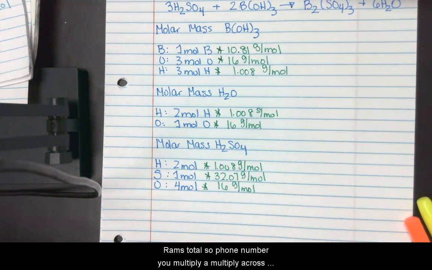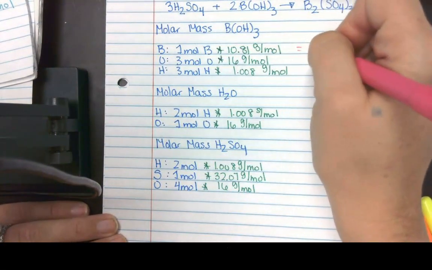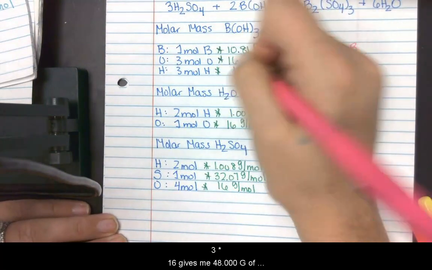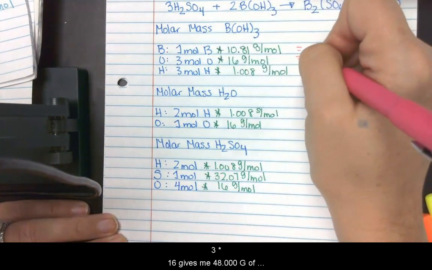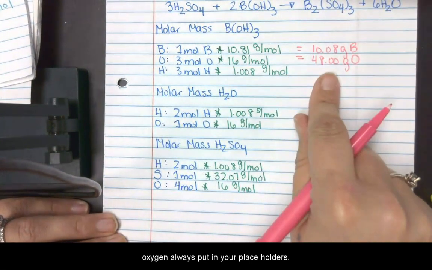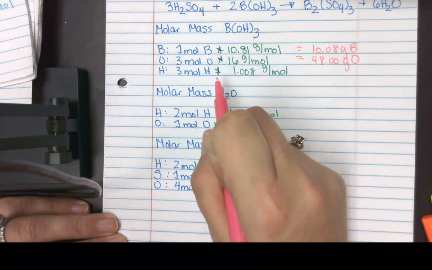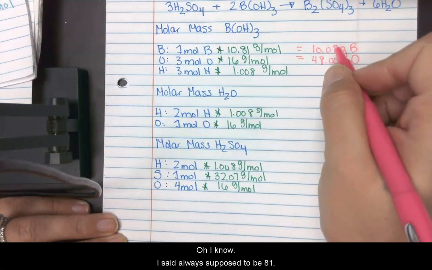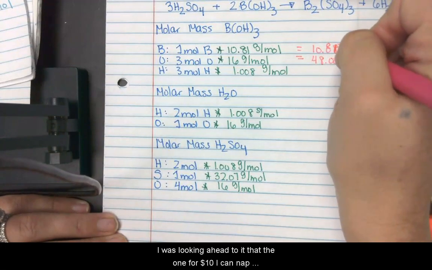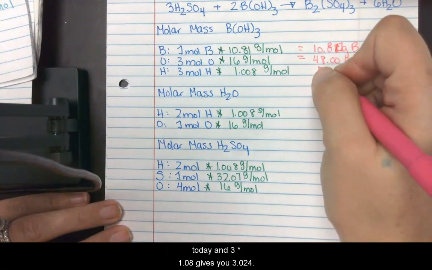So remember, you multiply across. So 1 times 10.81 gives me 10.81 grams of boron. 3 times 16 gives me 48.00 grams of oxygen. Always put in your placeholders. And 3 times 1. Oh, I know I said, oh wait, it's supposed to be 81. I was looking ahead to, that's a 1, pretend that I can math today. And 3 times 1.008 gives you 3.024 grams of hydrogen.